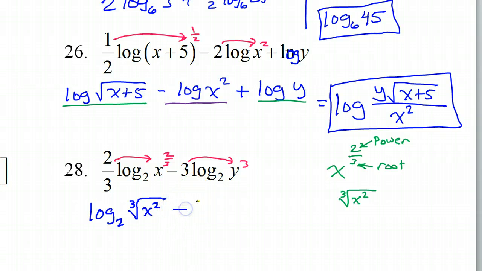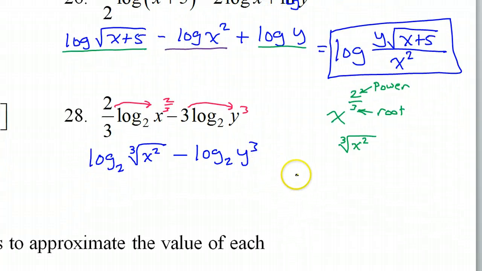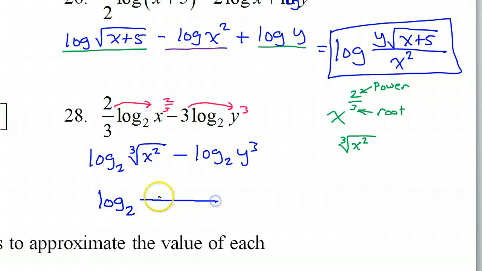Alright, log base 2 of y to the 3rd power. And then we just use that quotient rule, numerator, denominator. So this would be log base 2 of cube root of x squared over y to the 3rd power. That's it.